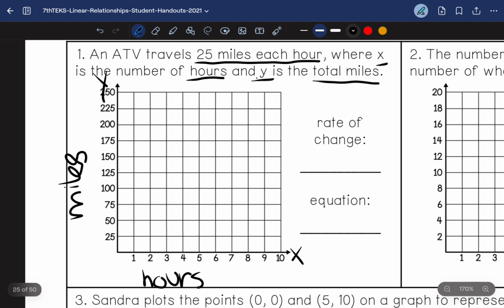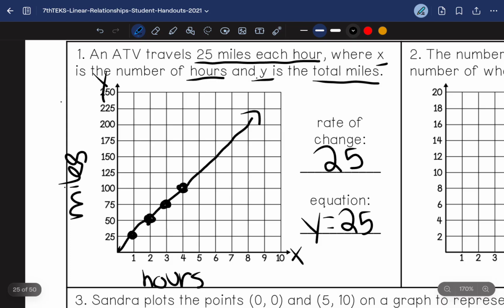Okay, so it says an ATV travels 25 miles each hour. So at 1 hour, they should travel 25. And then if they're continuing at that constant rate, 2 hours should be 50, 3 hours should be 75, 4 should be 100. And then you just connect your dots, draw your line, do your best guess here. Now the rate of change. Well, what were we increasing by each hour? 25. And then our equation, y equals 25x. It's whatever we're increasing by constantly.